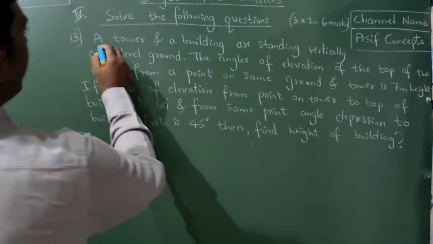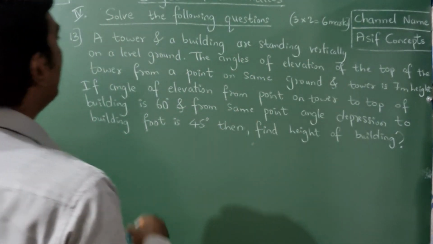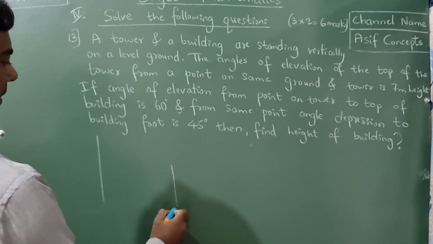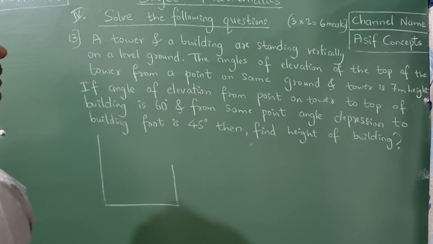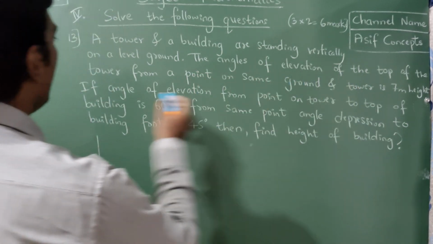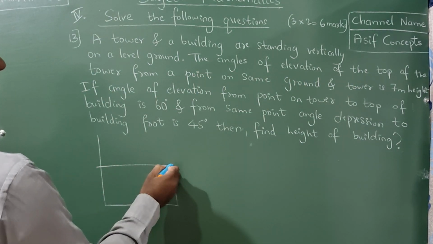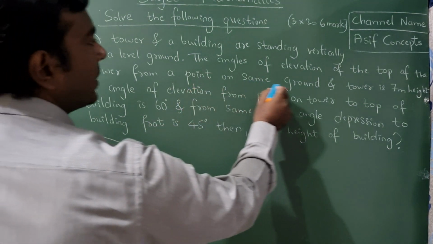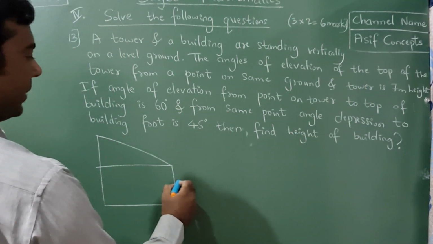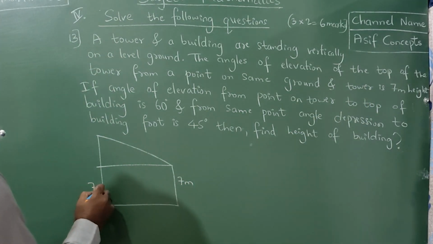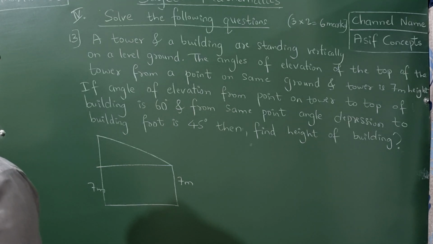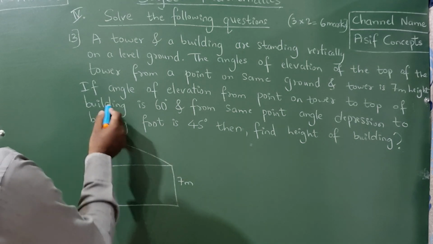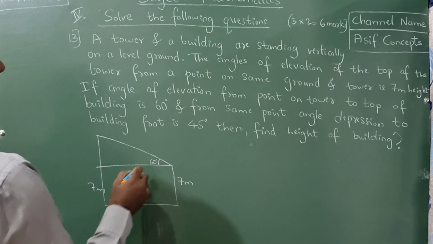Now 13th question is, a tower and a building are standing vertically on the ground level. So I'll consider this as a building, this as a tower, and this is the ground level. The angle of elevation of the top of the tower, so this is the tower and the angle of elevation, okay, from here on the same ground, and the tower is 7 meter height. If this is 7 meter, this is also 7 meter because it is the opposite side, okay. If the angle of elevation from the top of the tower of a building is 60 degree, okay, this is 60 degree.